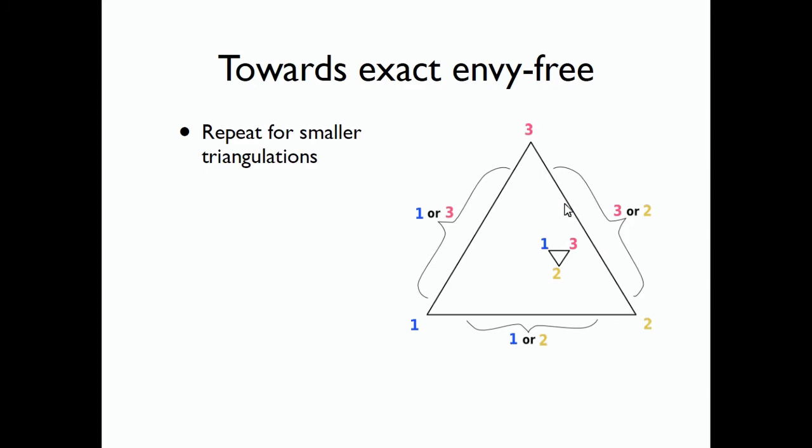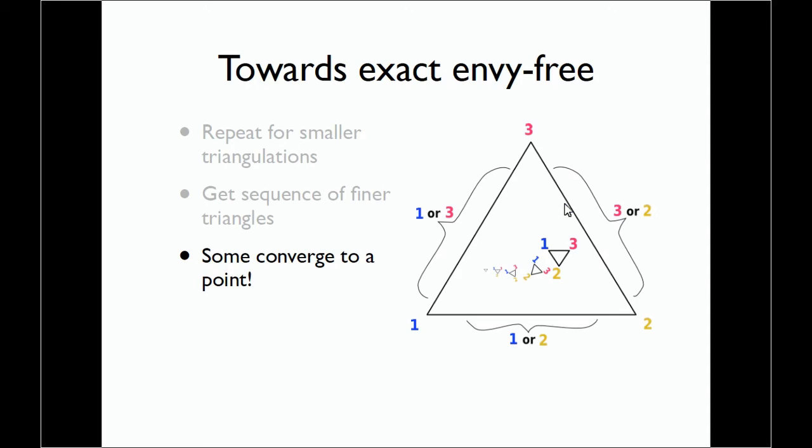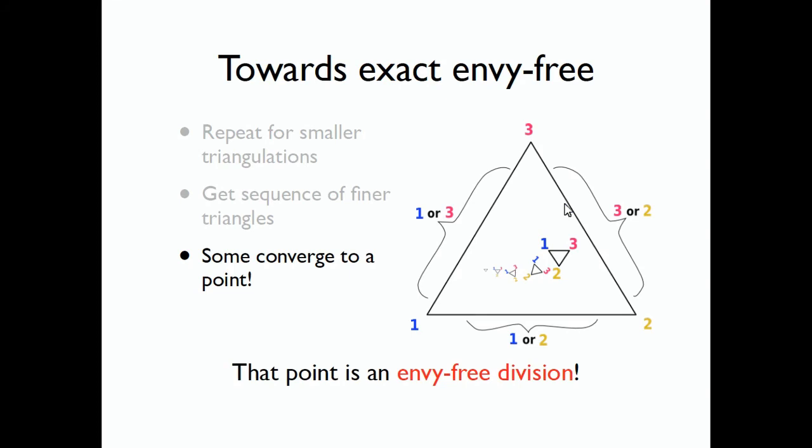Yes? And, well, because of compactness, if you know what that means, great. If you don't, don't worry about it. By compactness of this triangle, there has to be a convergent subsequence of triangles. So some of these will converge to a point, and that point will be an envy-free division. This is great. We've just shown kind of an amazing theorem known as the cake-cutting theorem.